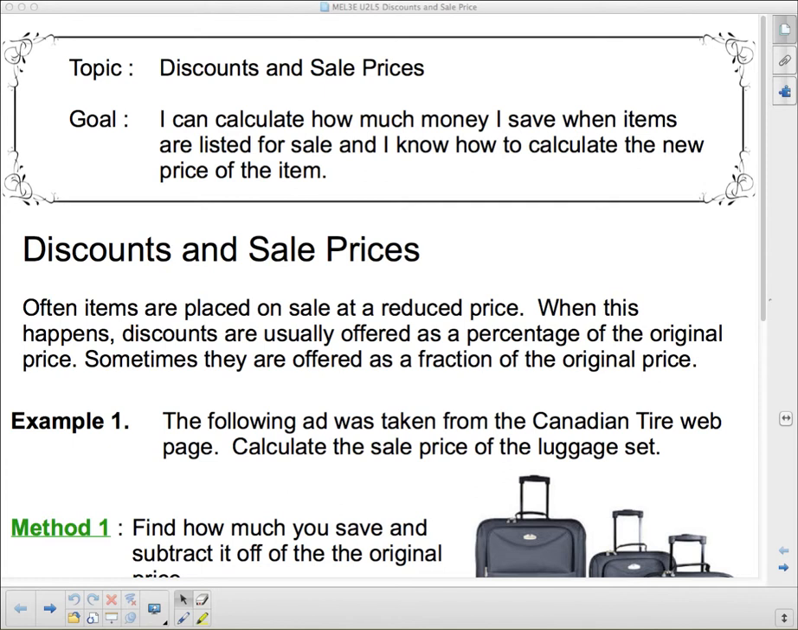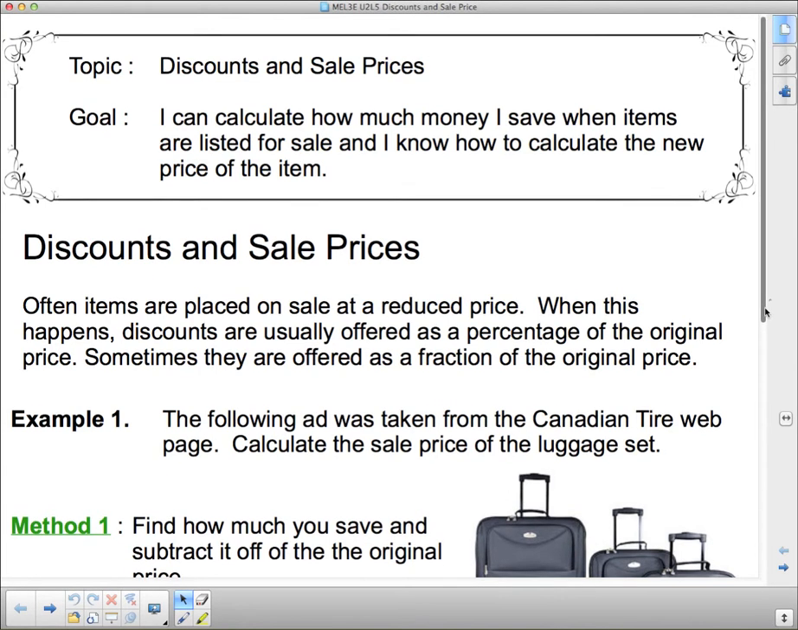Our goal today: I can calculate how much money I save when items are listed for sale, and I know how to calculate the new price of the item. So, talking about discounts and sale prices.